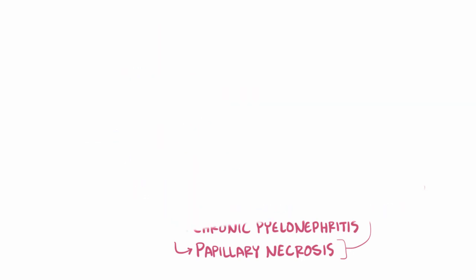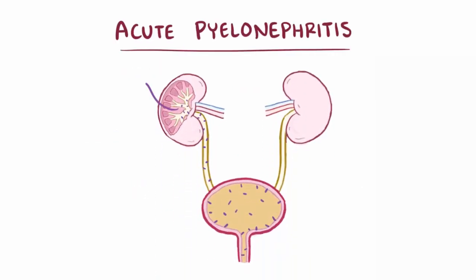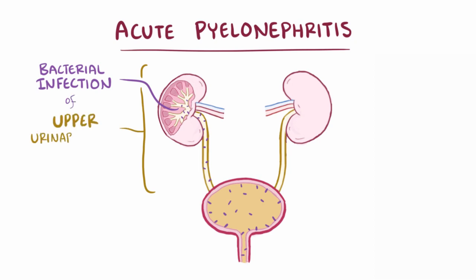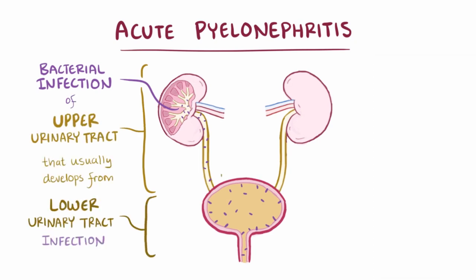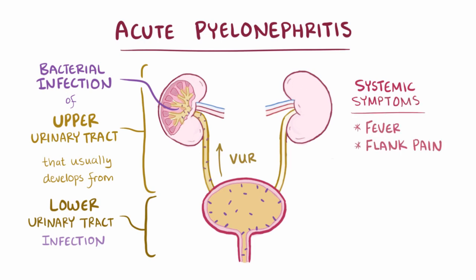Alright, as a quick recap, acute pyelonephritis is typically a bacterial infection of the upper urinary tract, which usually develops from a lower urinary tract infection, especially in individuals with vesicoureteral reflux. The infection causes systemic symptoms like fevers and flank pain at the costovertebral angle and is treated with antibiotics.